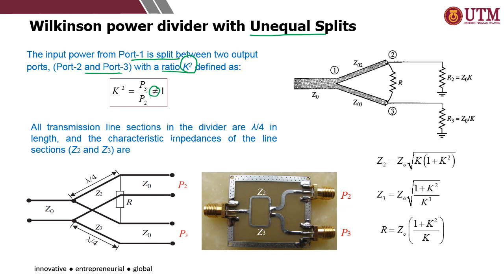Okay, so all transmission line sections in the divider are lambda over 4 in length, and the characteristic impedances of the line sections Z2 and Z3 can be calculated by using the following equation. The resistor connecting between port 2 and port 3 can also be calculated by using this equation, which is dependent on K. K is the power division ratio.